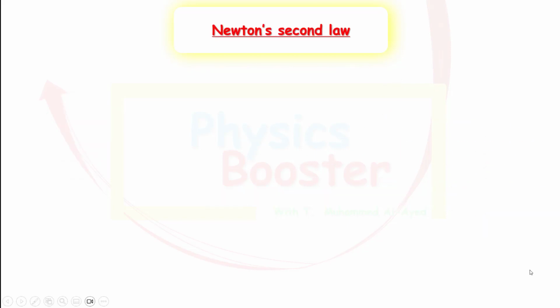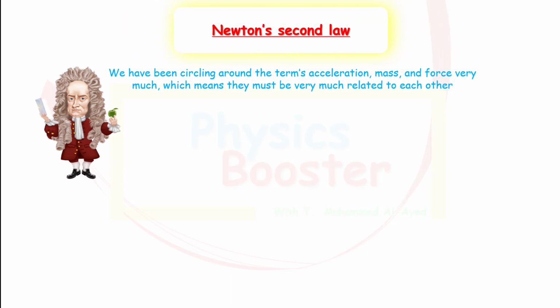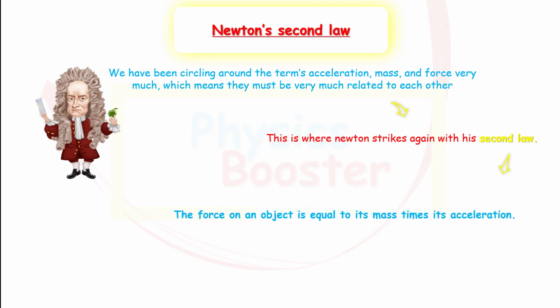Now let's talk about Newton's second law. Well, we've been circling around the terms acceleration, mass, and force for very long, which means that they must be very much related to each other. Well, actually, yes, they are. And this is where Newton strikes again with his second law, which says that a force on an object is equal to its mass multiplied by its acceleration.